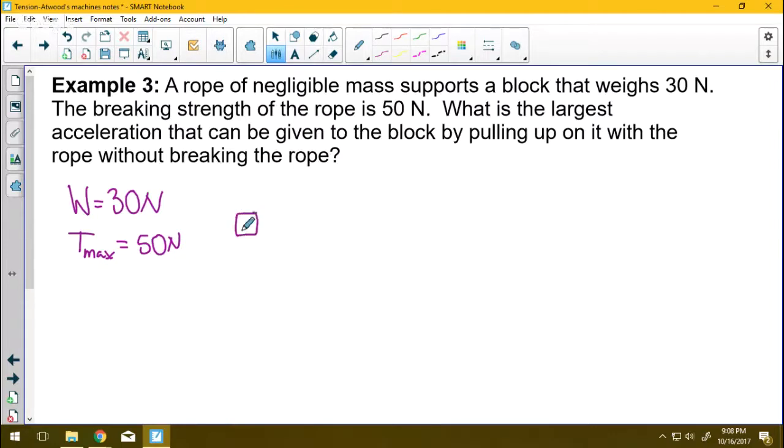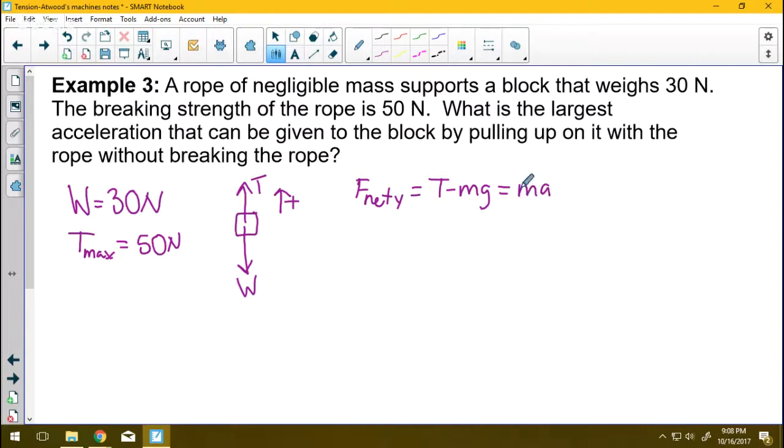So if we draw a free body diagram, we would have weight pulling down, and we would have tension pulling up. And since it's going to be pulling up, we would say that up is positive. So when we do our F net Y, we would say tension minus mg is equal to ma.